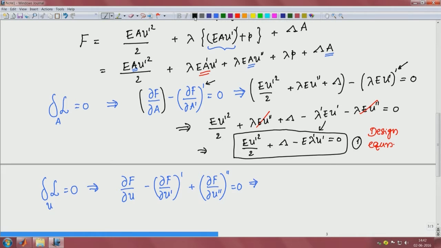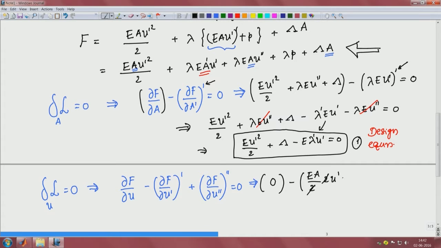For now, let us take this dou f by dou u. Where is u? Actually, u is not there. If you look at this integrand, there is no u present, there are only terms with u prime, two terms with u prime and one with u double prime. So the first part will be just 0, dou f by dou u is not there. Dou f by dou u prime has two terms. The first term will give E A by 2, and then u prime square will give 2 u prime. So 2 gets cancelled.